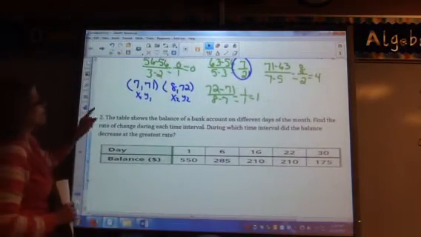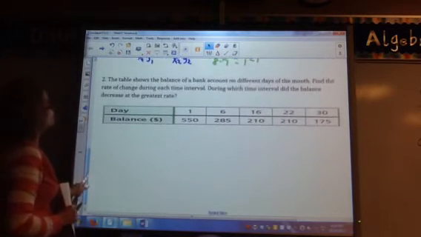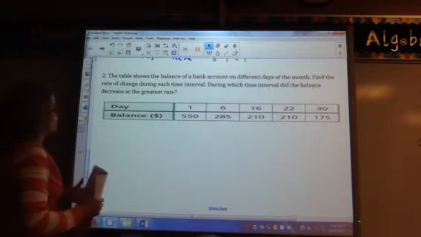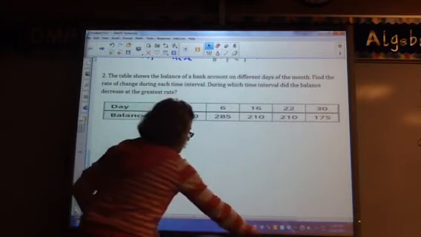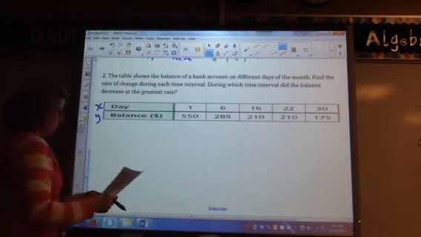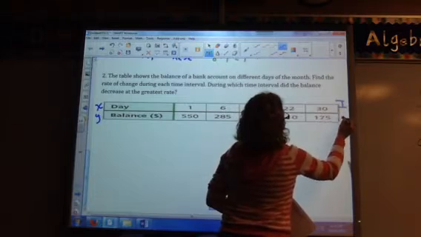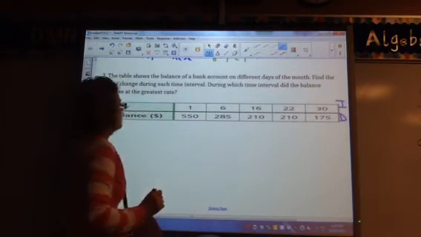Okay, number 2 is just like number 1. I'm going to let you all do this one on your own, and I'm going to be quiet and do it silently. If you get stuck, you can look up here. Make sure you identify your x and your y first. Remember, your x is your independent, your y is your dependent.